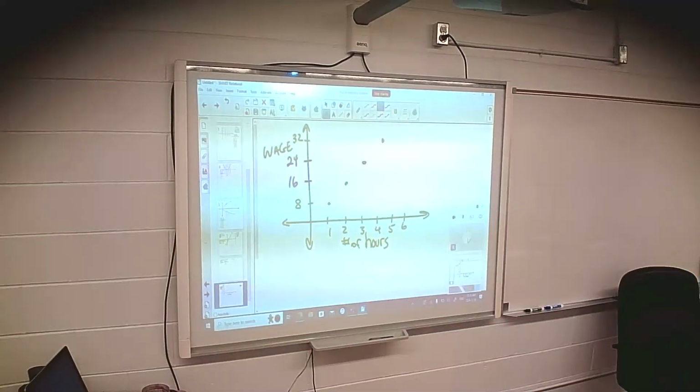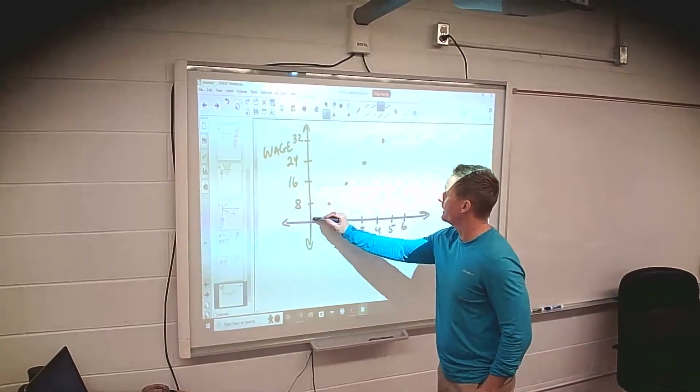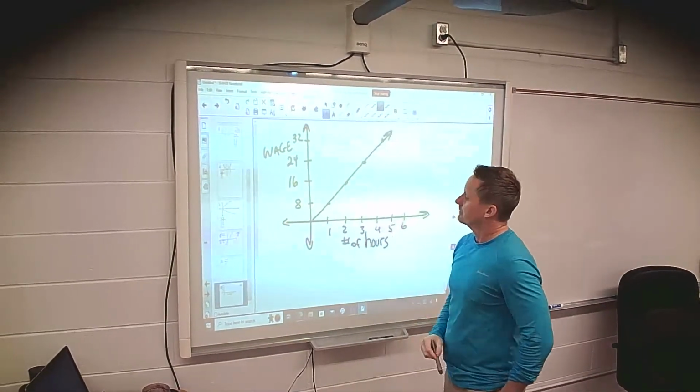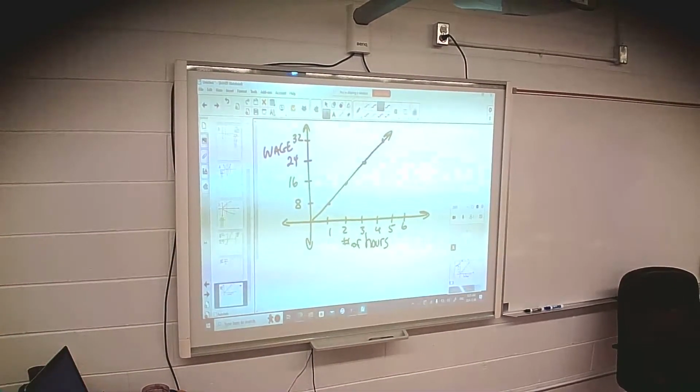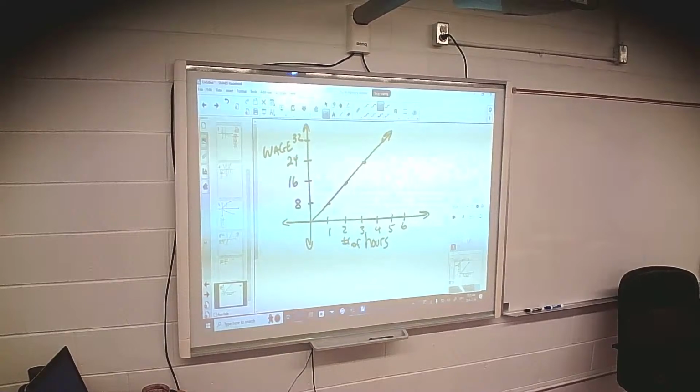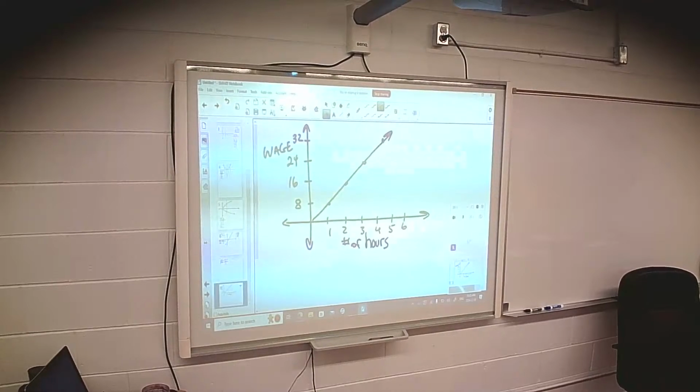Okay? So what's happening here? Depending on the number of hours worked, we can find out how much money he makes. Is this a function or is this not a function? It is a function, because there's no way to get 2 y values for 1 x. Because he makes $8 an hour.